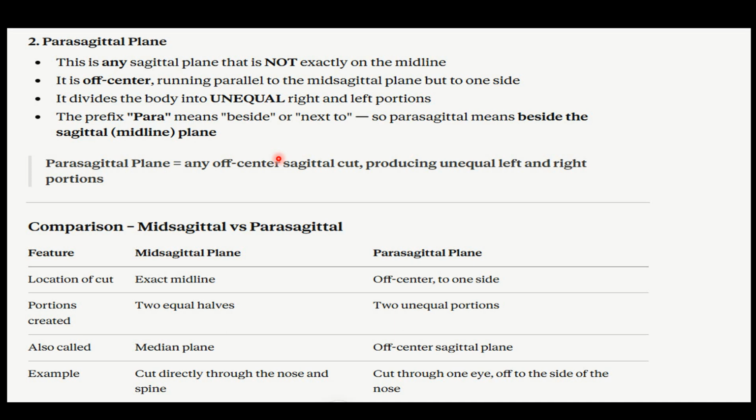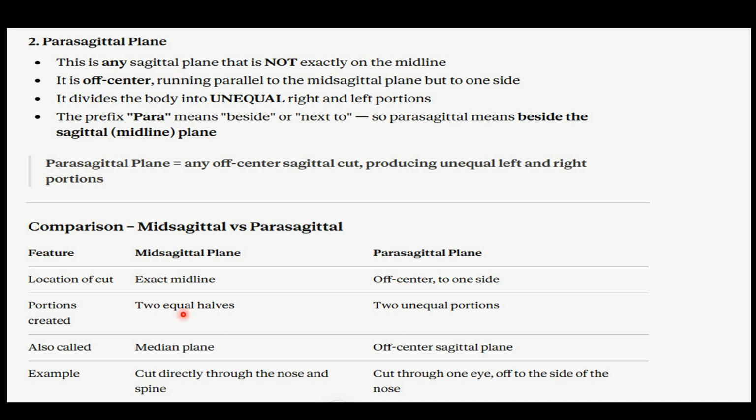Now let's say someone in an interview asks you to compare these two things. You can compare them easily with these features. The first feature is the location of cut. In the mid-sagittal plane, the location of cut is the exact midline, and in the parasagittal plane, the location of cut is off center to one side. If we talk about the portions created, mid-sagittal creates two equal halves, and parasagittal creates two unequal portions.